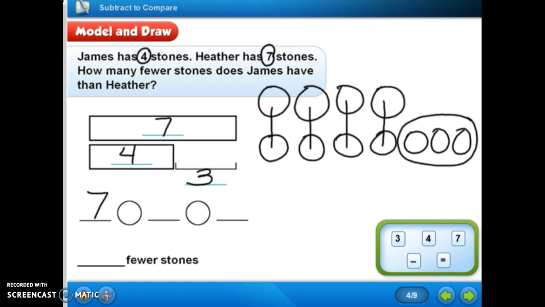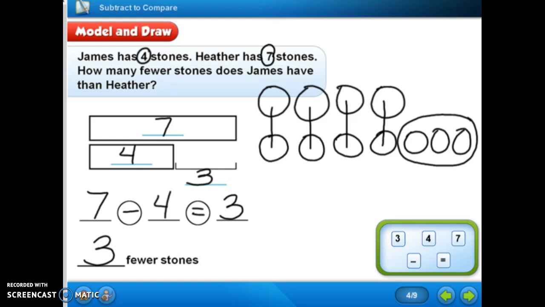We're comparing and we're subtracting, so I'm going to put my minus sign in. 7 minus what? Yes, 7 minus 4, because that's how many stones James has. 7 minus 4 equals 3. So, James has 3 fewer stones.